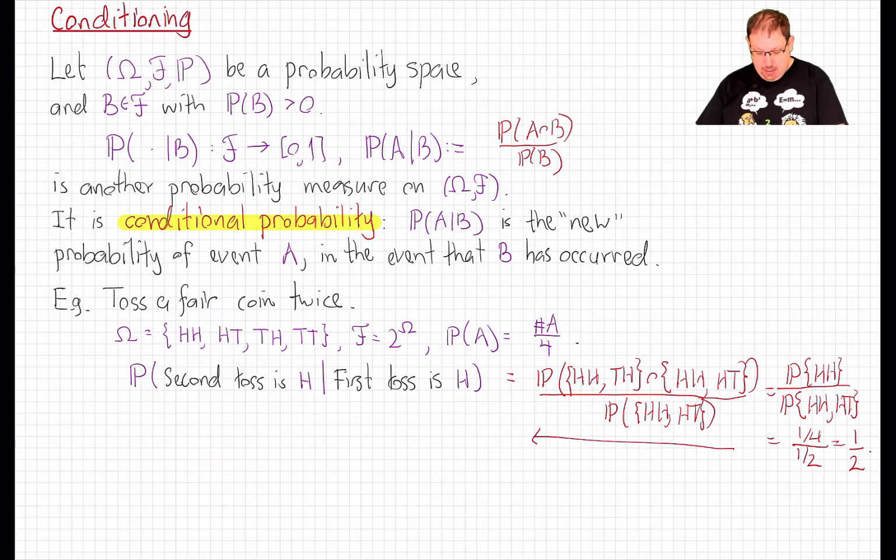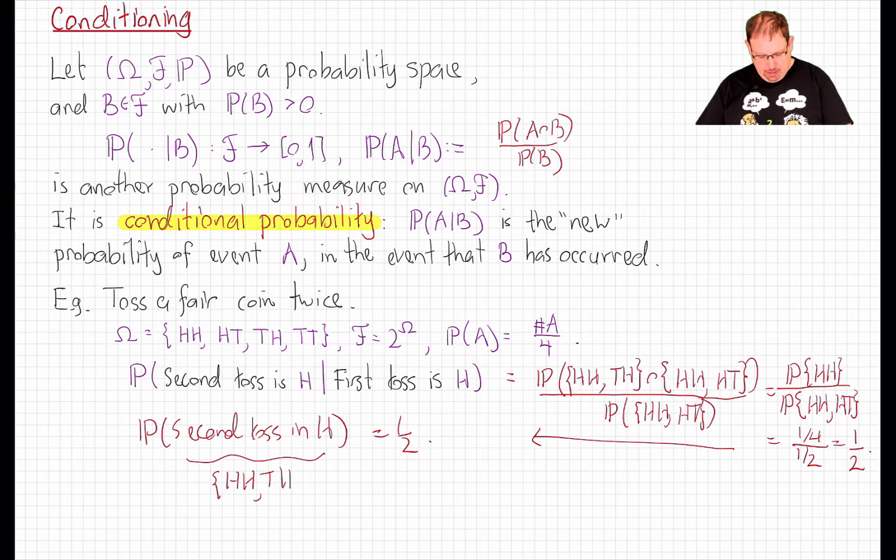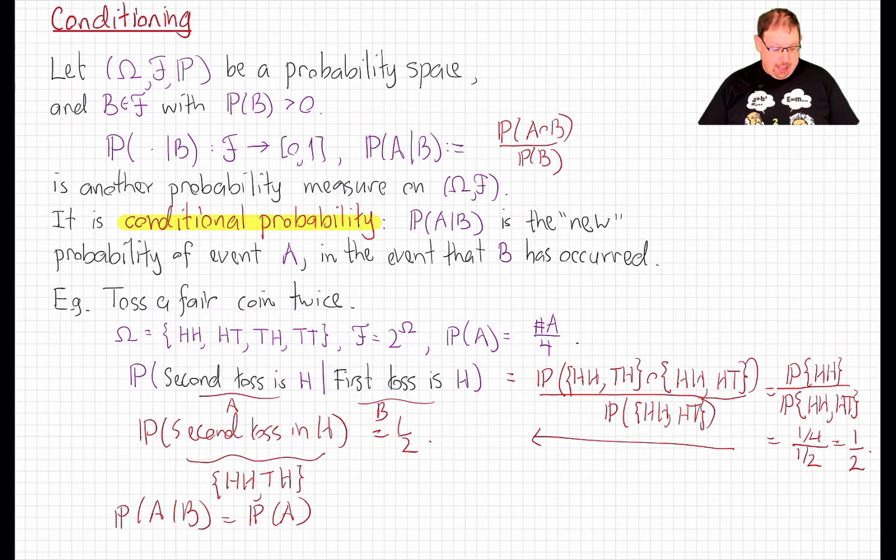Now, notice that that 1/2 is exactly the same as the probability that the second toss is heads, full stop. After all, this event is just the two outcome event, heads, heads, tails, heads. So what we see here is that the probability of A given B, in this case, where this is the event A and this is the event B, is just the same as the probability of the event A. The likelihood that A occurs didn't change when we were given information that B occurred.